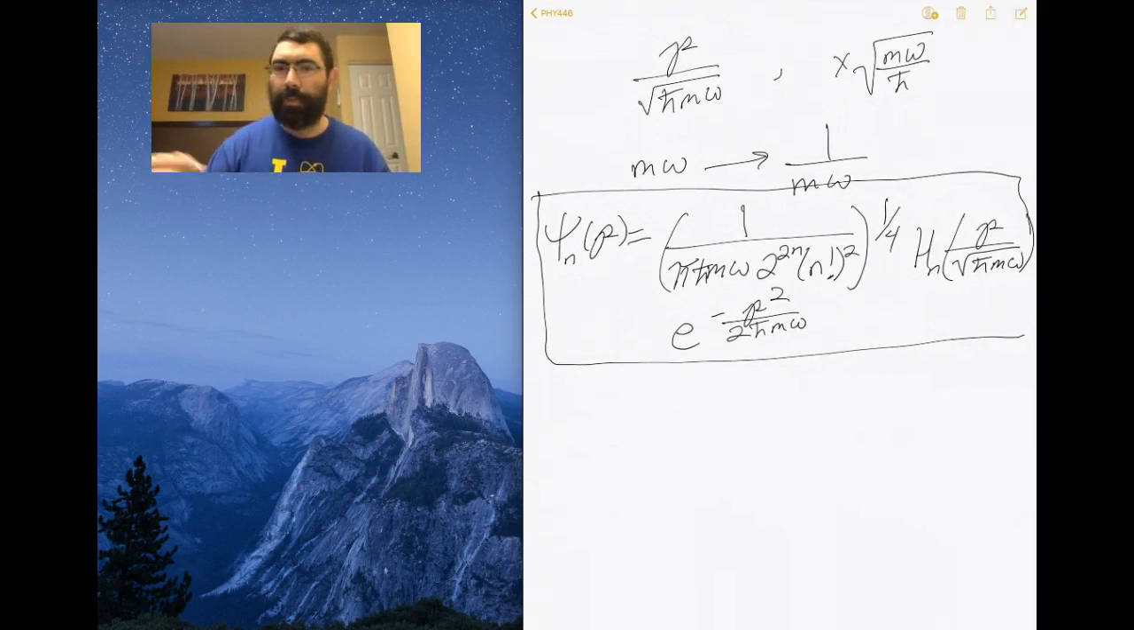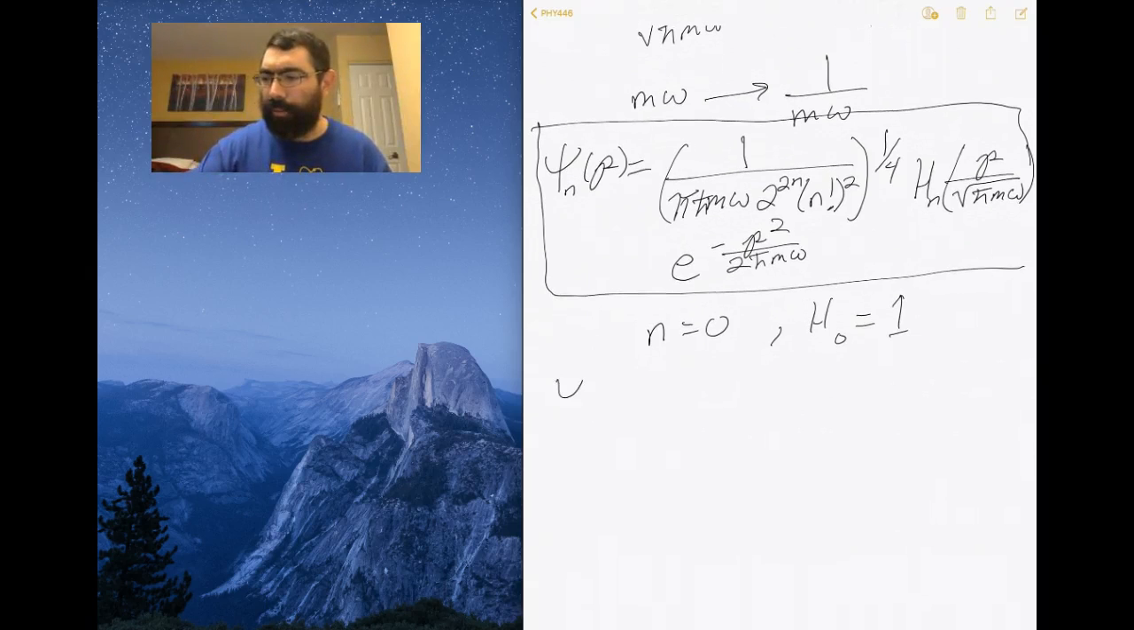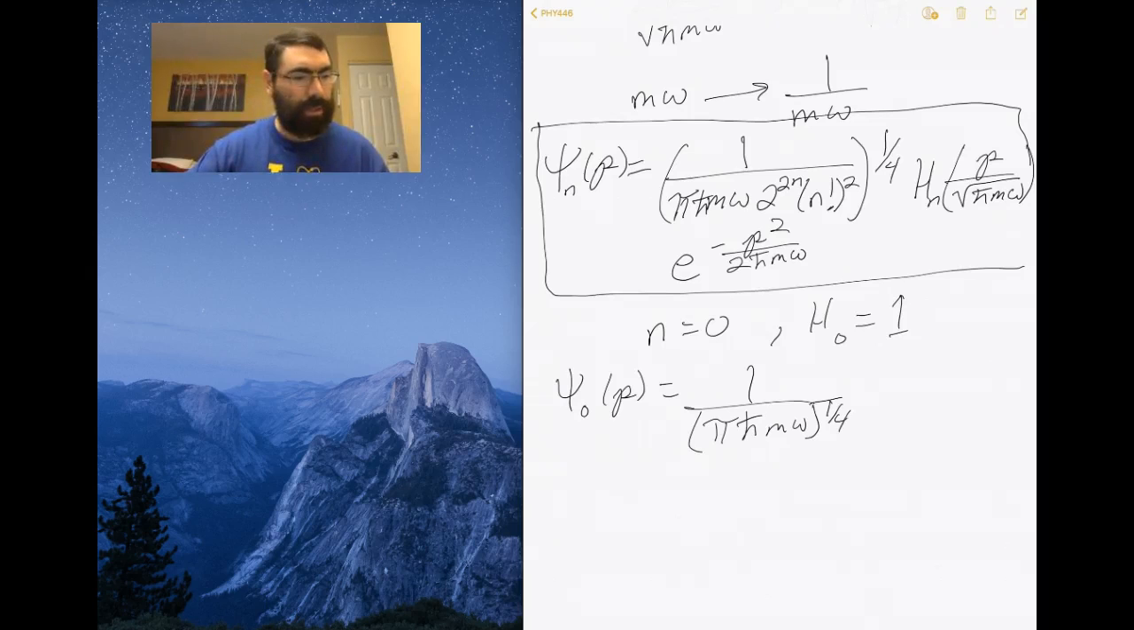Okay, but the problem exercise actually asks for the ground state, so we want n equals 0, which means the Hermite polynomial is 1, and so our ground state wave function in terms of momentum is 1 over pi h bar m omega to the 1/4 power times e to the minus p squared over 2 h bar m omega.